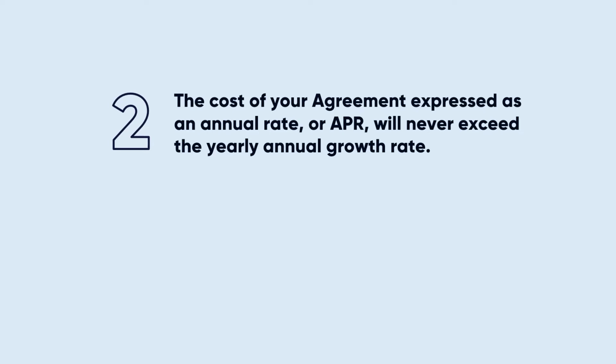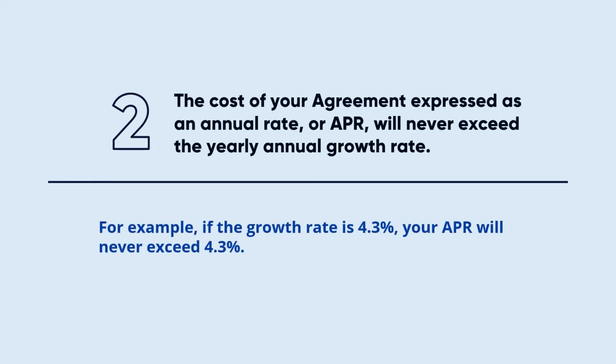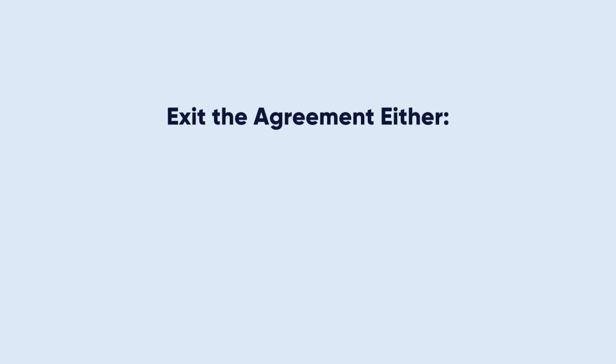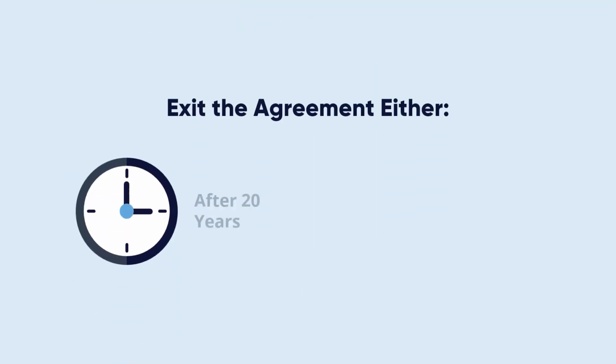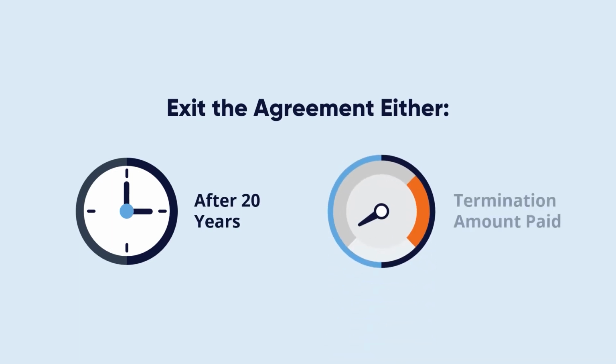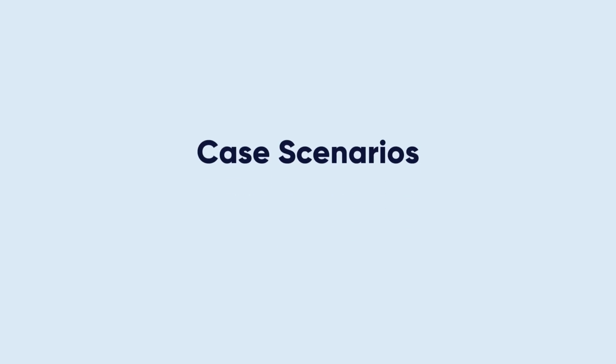Second, the cost of your agreement expressed as an annual rate, or APR, will never exceed the yearly annual growth rate. For example, if the growth rate is 4.3%, your APR will never exceed 4.3%. You can exit the agreement, meaning that your payment term ends either after 20 years or by paying the termination amount. Let's take a look at a few case scenarios.